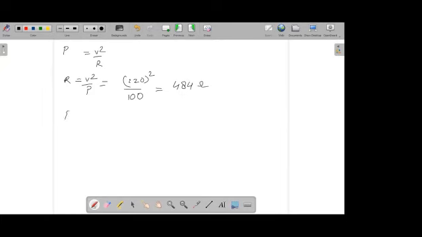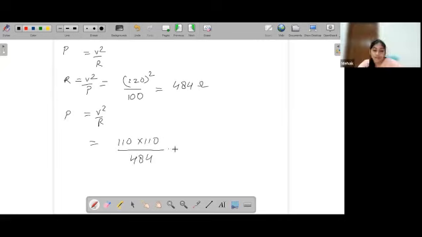Then the second step, again, you compute the power by the formula V squared by R. Power you have to compute and V is 110. So you can put 110 times 110, that's 110 square, divided by 484. And this you will get as 25 watt.